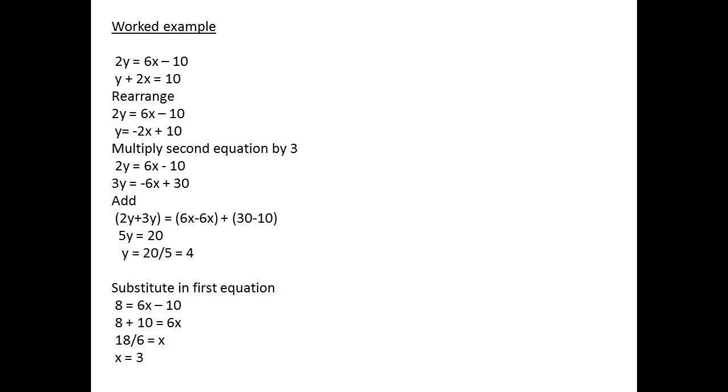In this example we have 2 equations, 2y equals 6x minus 10 and y plus 2x equals 10. We will rearrange these so that it is easier to follow, so y equals minus 2x plus 10. Now I can multiply the second equation by 3 to give 3y equals minus 6x plus 10. I can now add the equations to eliminate x. I am left with 5y equals 20. So y equals 20 divided by 5, which is 4. Now I can substitute this value into the first equation, so that 8 equals 6x minus 10, or 8 plus 10 equals 6x. X equals 18 over 6, which is 3.